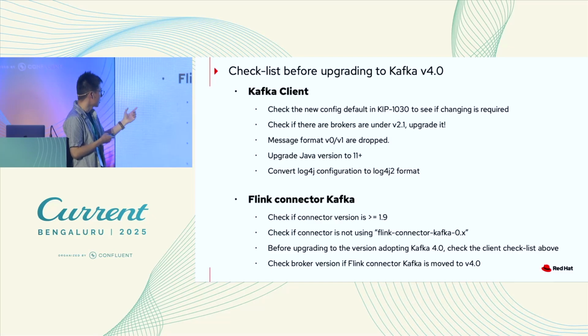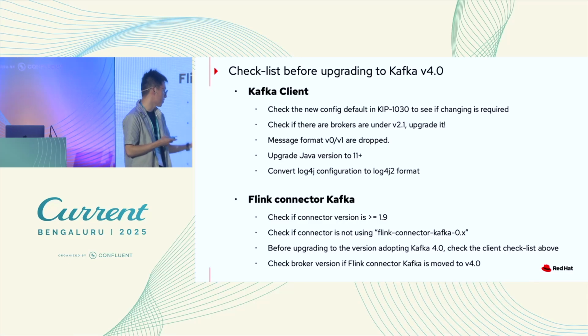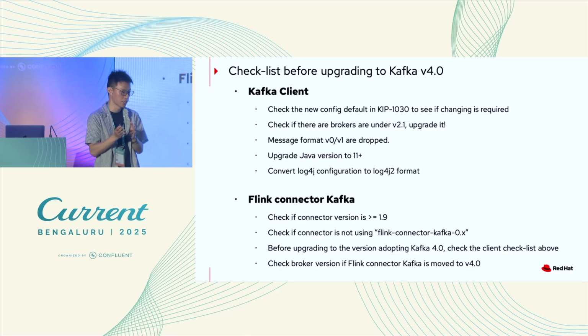Lastly, Flink connector Kafka. I already listed the table for you. 1.9 is the minimum supported version. If you are using some connector with a suffix, please upgrade them soon. And before upgrading, also check the client, because basically Flink connector Kafka is also a Kafka client. So also check this checklist. And also, if your Flink connector Kafka is moved to 4.0, you also need to check the broker version.